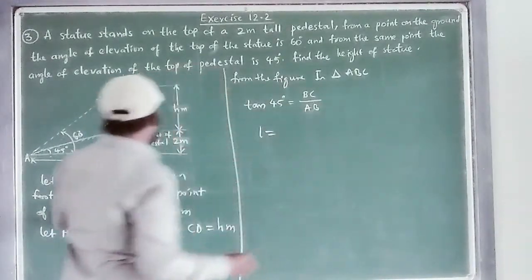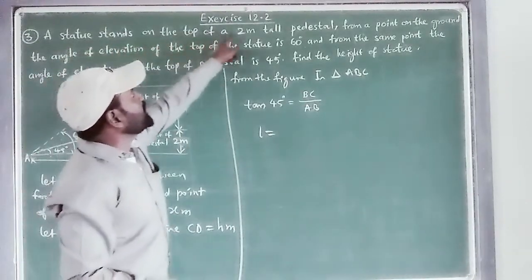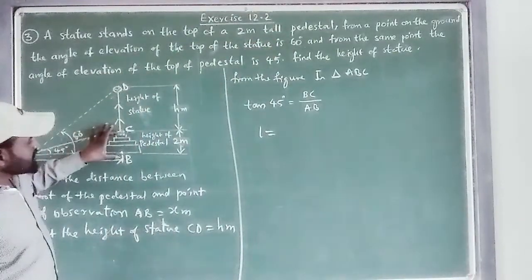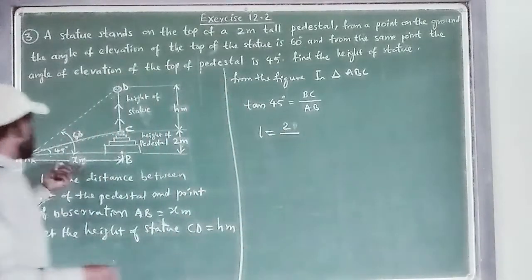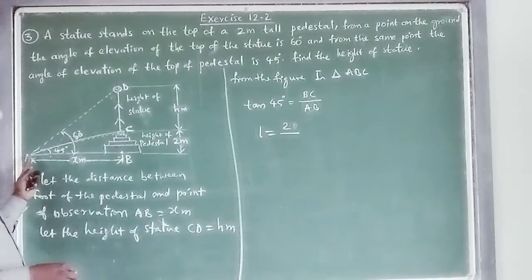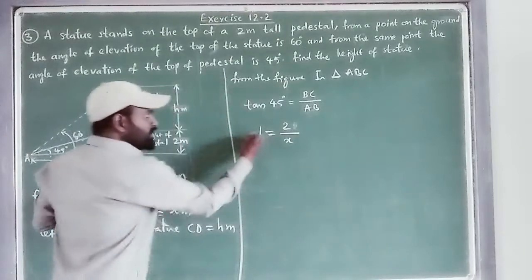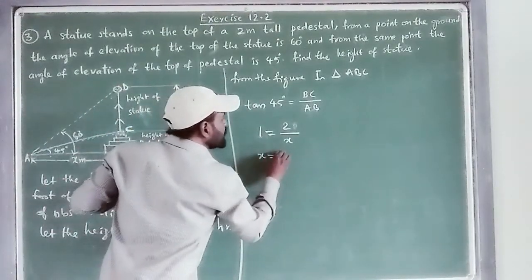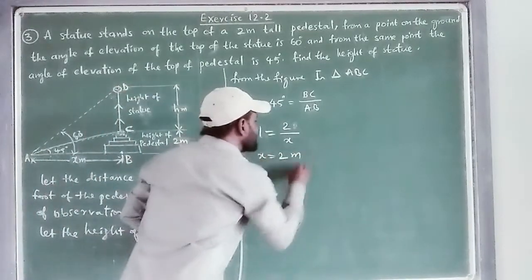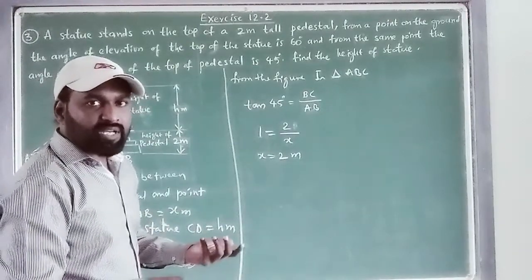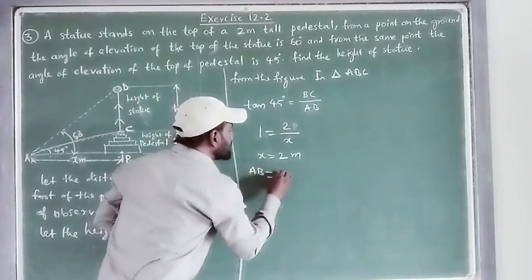BC is the height of the pedestal. The height of the pedestal is given in the question itself: the statue stands on the top of a 2-meter tall pedestal. So the height of the pedestal is 2 meters. Now AB is how much? The distance between the point of observation and the foot of the pedestal, which is x. By cross multiplication, x is equal to 2. X into 1 is x, 2 into 1 is 2. So x is equal to 2 meters. That is the distance between the point of observation and the foot of the pedestal. So AB is equal to 2 meters.